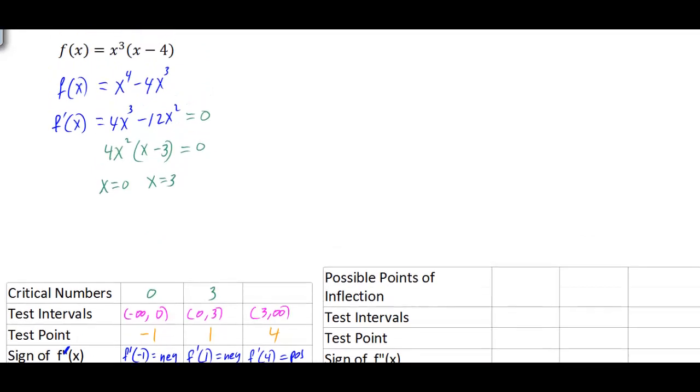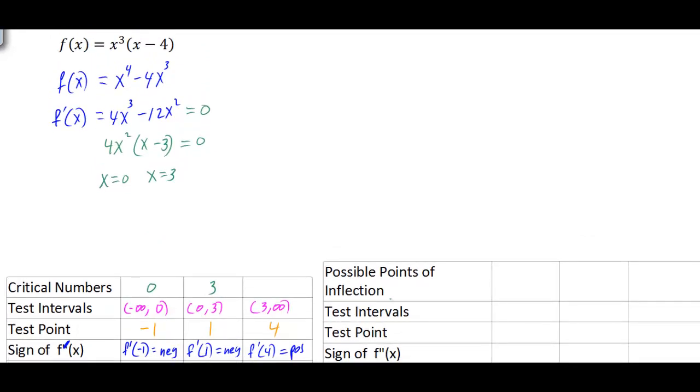Alright, now if we go over here to the right, we want to look at how we can determine our concavity. Well, to determine concavity, we need to look at the second derivative. So if we take the second derivative over here, we're going to end up with 12x squared minus 24x, and then we're going to set the second derivative equal to 0. So we can factor out a 12x, and we're left with x minus 2. And if we set each factor equal to 0, we're going to get x equals 0 and x equals a positive 2.